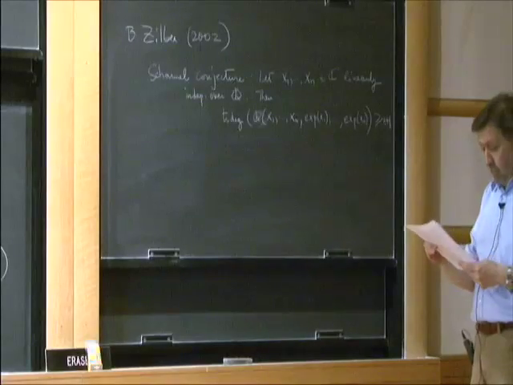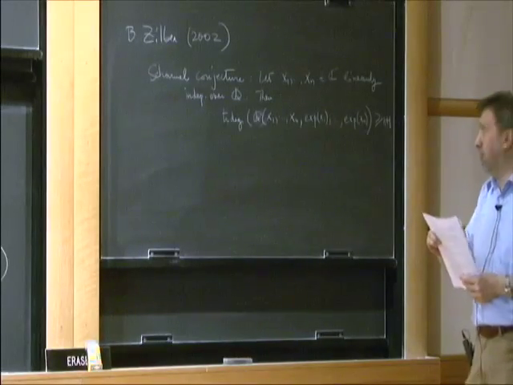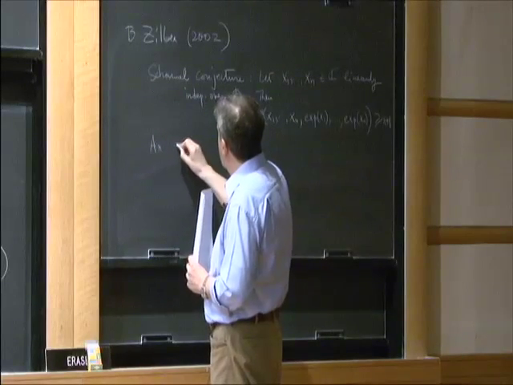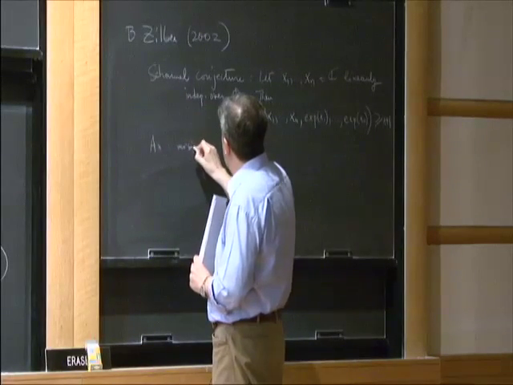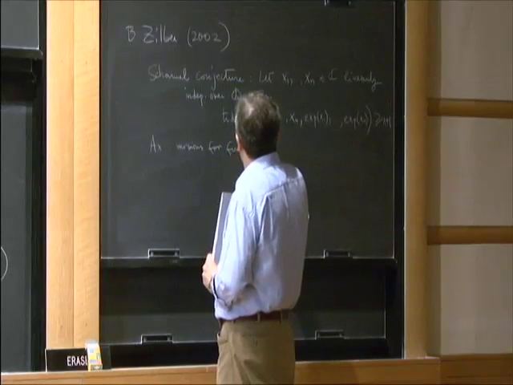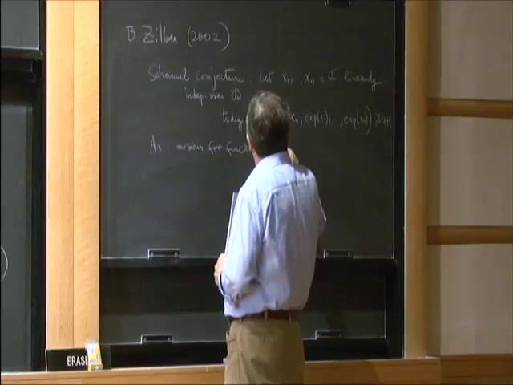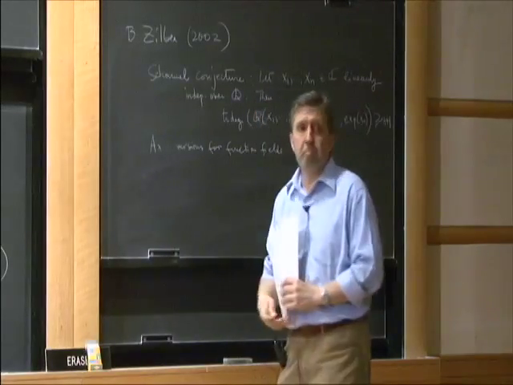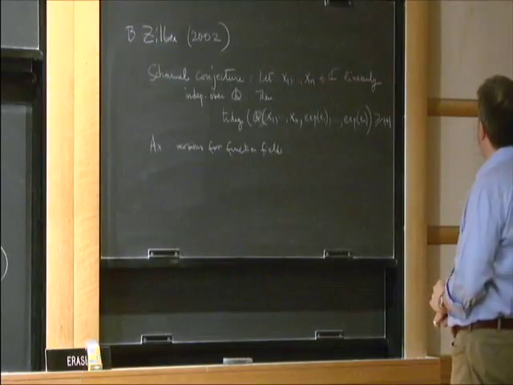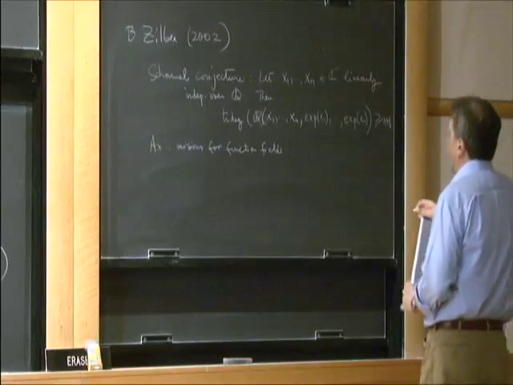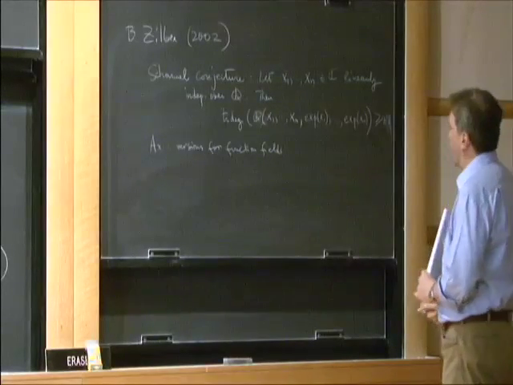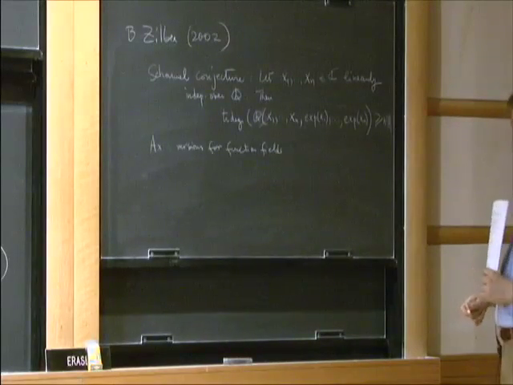And there are versions proved by Ax. Here's some version for function fields. If x1, ..., xn are algebraic, then the transcendence degree is zero. Yes. Yes. Thank you. Just for x1 equal 1. Yeah.